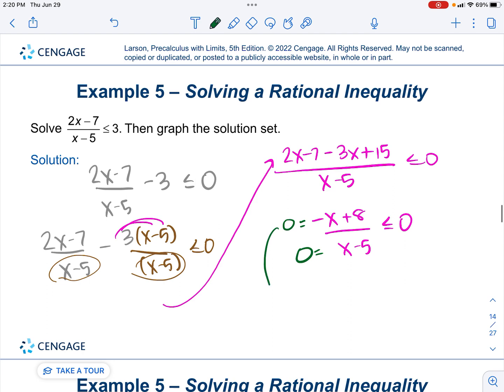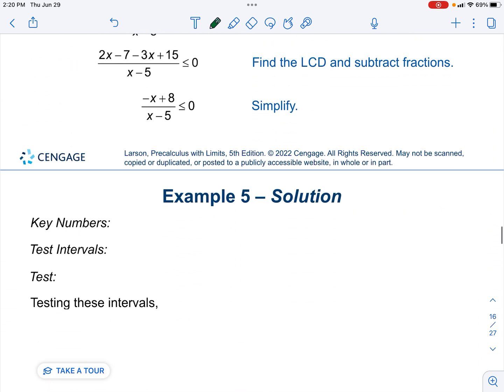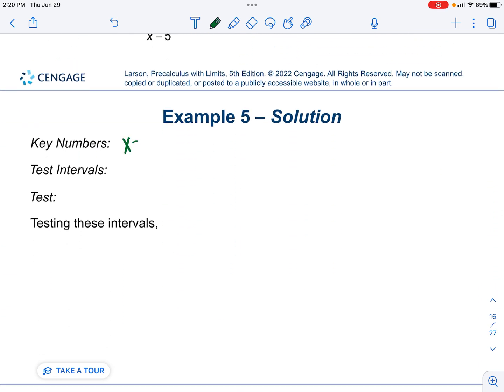So on the top, if I solve that little equation, I get x equals 8. On the bottom, if I solve that little equation, I get x equals 5. So 8 and 5 are my key numbers, which would be like my interesting numbers. My key numbers are x equals 5 and 8. My test intervals then would have to be negative infinity to 5, and 5 to 8, and 8 to infinity. I'll have to go and test those. I'm going to set it up like I did last time.